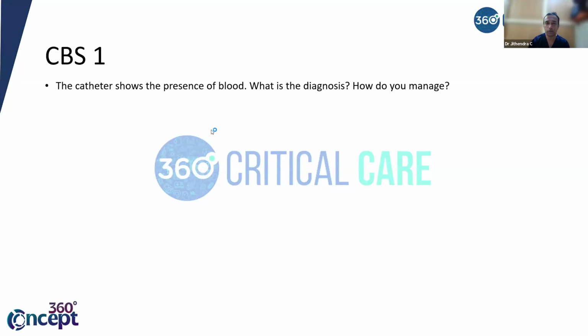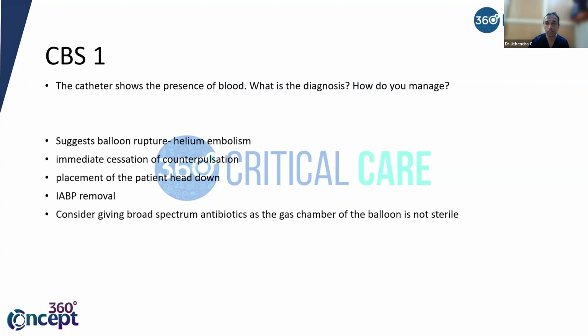Somebody said it is removed. No, there is rupture of the balloon. So what do you do? The correct diagnosis is rupture of the balloon. Because the balloon is ruptured, the blood starts entering the catheter, and you can see that the tubing of the IABP will also have blood. So how do you manage? Anybody? Remove or replace. Very good. So change the catheter. At the same time, you should be worried about embolism also, correct? Helium embolism is also a thing.